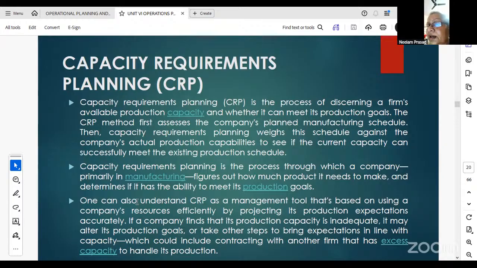So here, what is your capacity and what is your demand? Whether you are able to, existing hai, whether they'll be able to fulfill the demand which is in the market, and if not, what corrective measures they can take by either subcontracting or increasing your production capacity. Yes, continue.